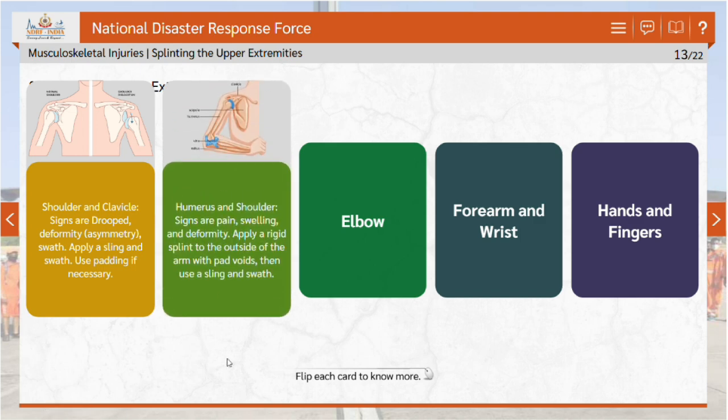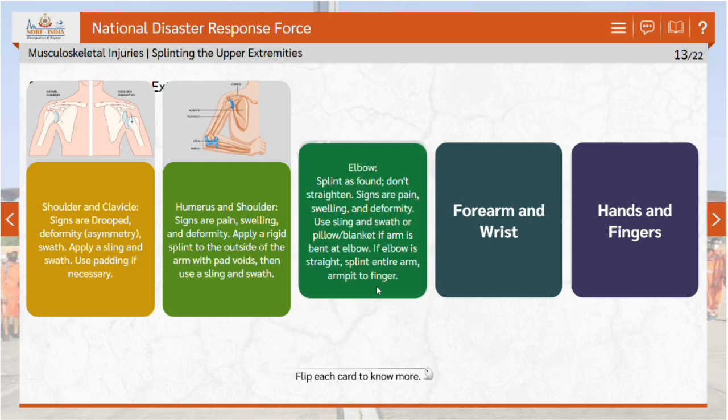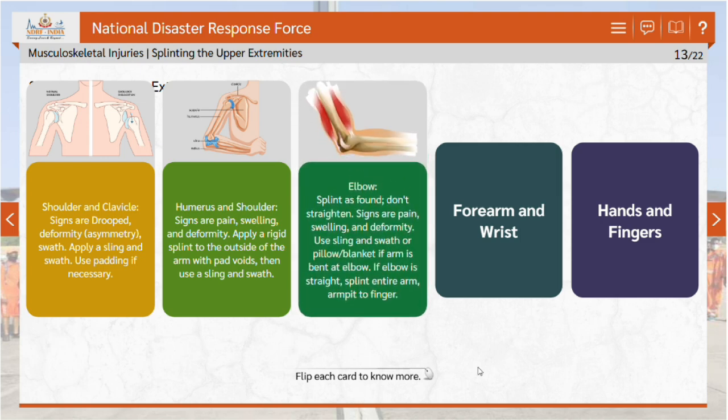Humerus or upper arm and shoulder. Signs and symptoms: pain, swelling, and deformity. Treatment: apply a rigid splint to the outside of the arm with padded voids, then use a sling and swath. Elbow. Important: splint in the same position as found, do not attempt to straighten. Signs and symptoms: pain, swelling, and deformity. Treatment: use sling and swath or pillow or blanket if arm is bent at elbow. If elbow is straight, splint entire arm, armpit to finger.